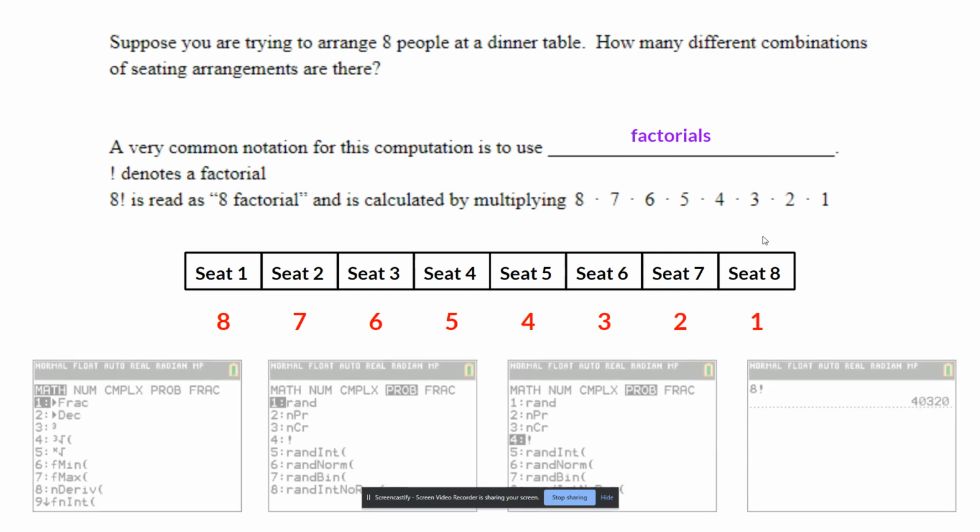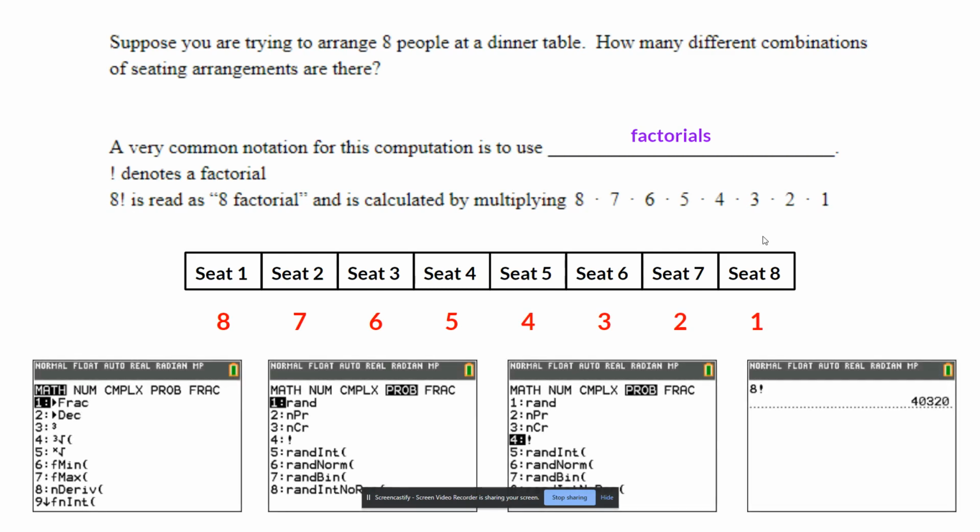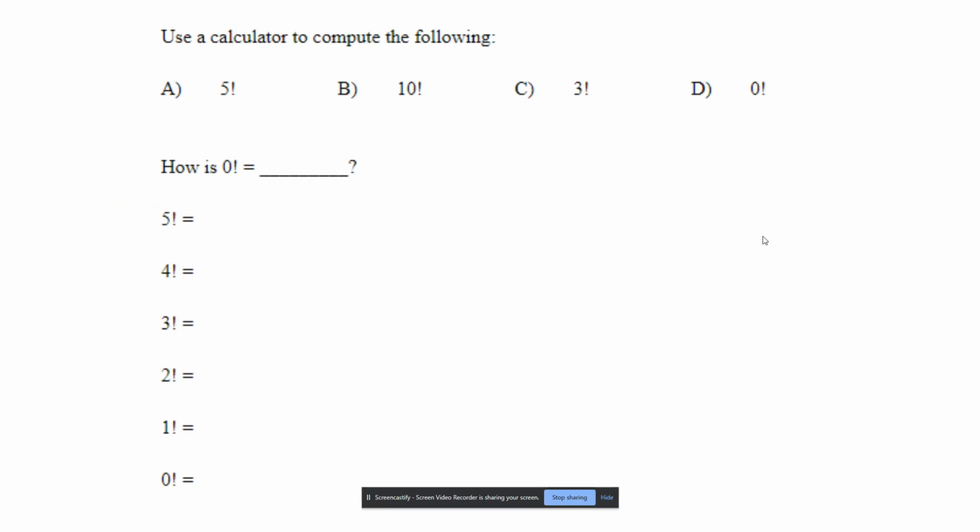Your calculator can do it if you go to Math and then scroll over to PRB and go to choice number 4. It actually has the factorial button. So 8 factorial would be 40,320 different ways you could seat those people at the table. Why don't you use your calculator to compute the following? Now, what you might notice is that 0 factorial is actually 1.